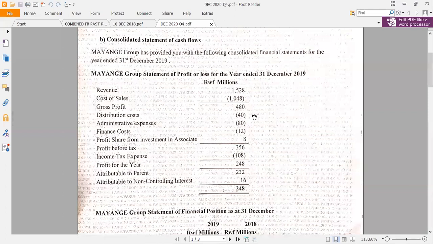Gross profit, distribution, administration, finance. Okay, we have finance costs. Remember, finance costs are also called interest charges. And then take note of the other item that is not in separate financial statements: profit share from investment in associate.